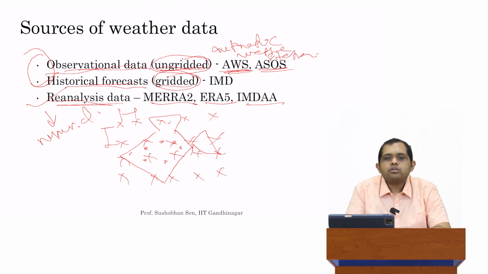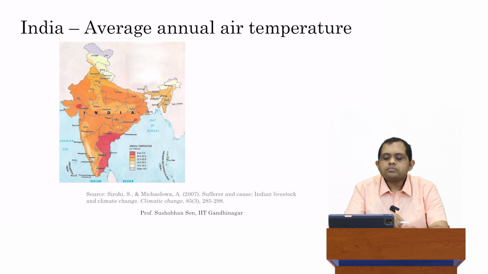You can look up any of these sources, whether it's observational data, which is ungridded, whether it's a historical forecast, which is gridded, or whether it's a reanalysis data, which is also gridded. You can look up any of these sources to try to answer the question. So those are the various sources of weather data which are available to us.